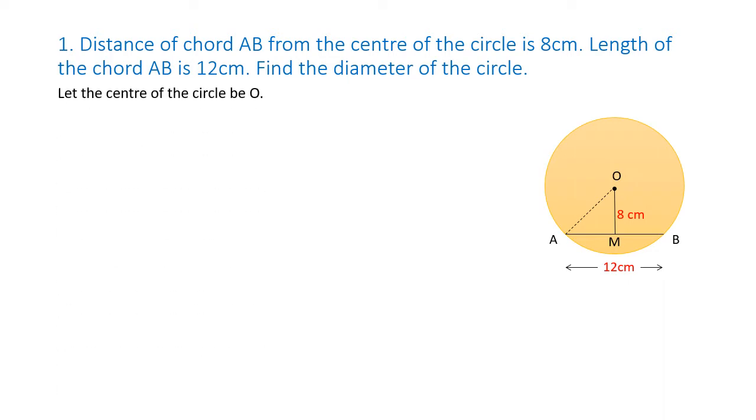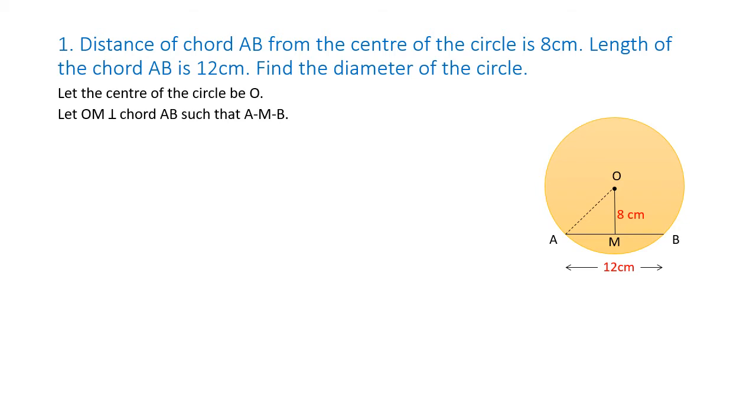Let the center of the circle be O. Now, why are we saying let the center of the circle be O? Because this circle is made by us, and there is no name of the center given in the question. Secondly, OM is perpendicular to chord AB. So we write whatever is given in the figure. OM is perpendicular to chord AB, such that A-M-B.